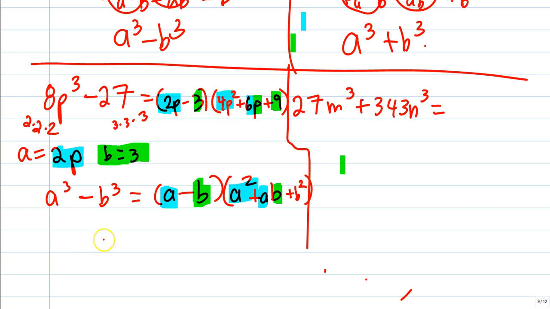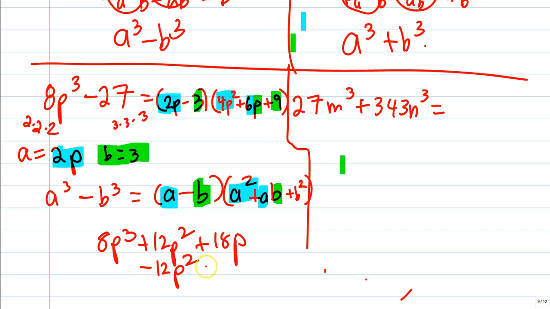2p, 4p squared gives us 8p to the third. 2 times 6 plus 12p squared. 2 times 9 plus 18p. And remember, this is the key. This is the opposite, right? Minus 3 times 4 gives me minus 12p squared. Minus 3 times 6 gives us minus 18p. And minus 3 times positive 9, minus 27. Everything in the middle zeroes out, so that I'm left with 8p cubed minus 27.